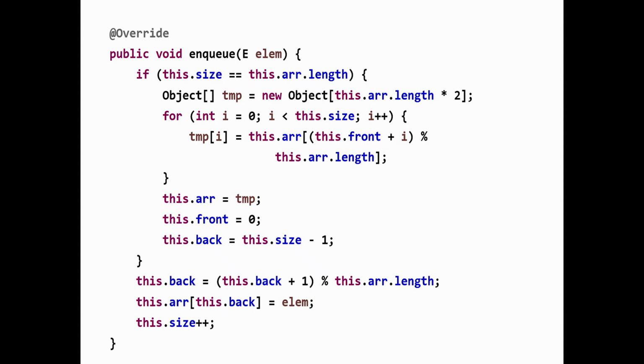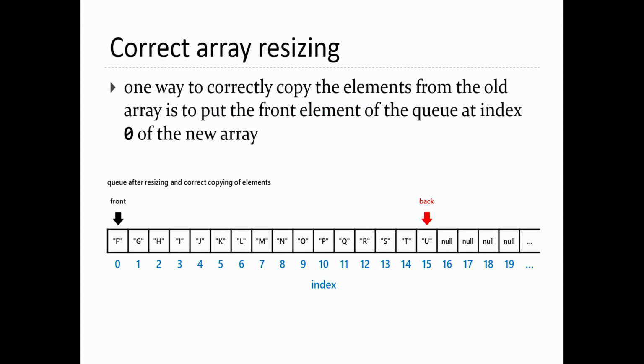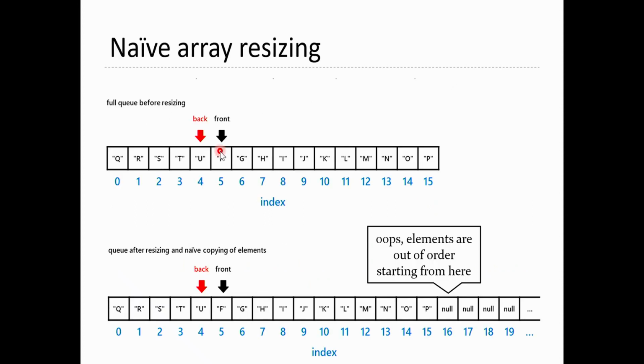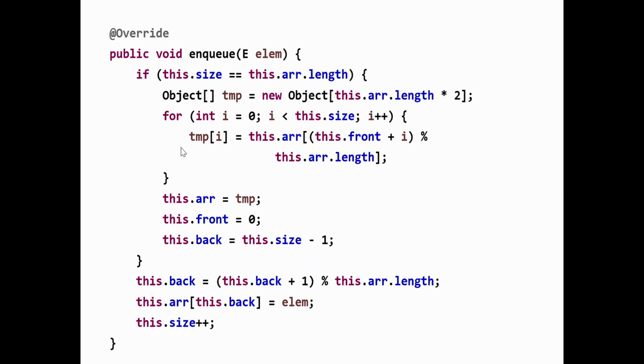Now what's the corresponding index in the source array? When i is 0, front is 5. When i is 1, front is 6. All the way up to where I have to fall off the end of the array again. So how do we do that?